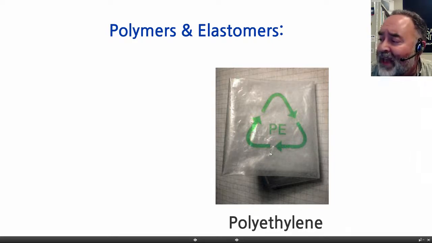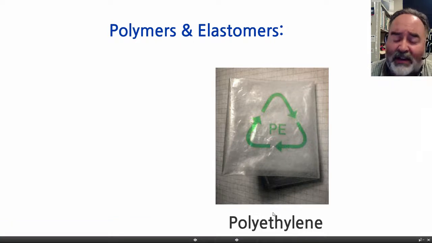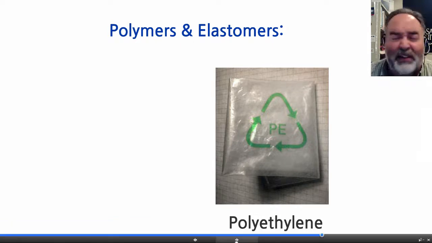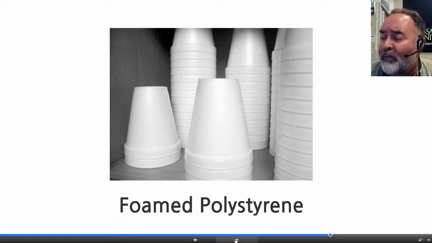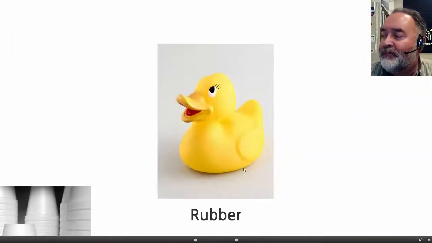Some examples: little tiny plastic baggies, polyethylene. We'll study why it's called polyethylene and where it came from. That's the recycling symbol for polyethylene. Foamed polystyrene. Polystyrene is another polymer. Foamed polystyrene is what you get when you get a styrofoam cup.